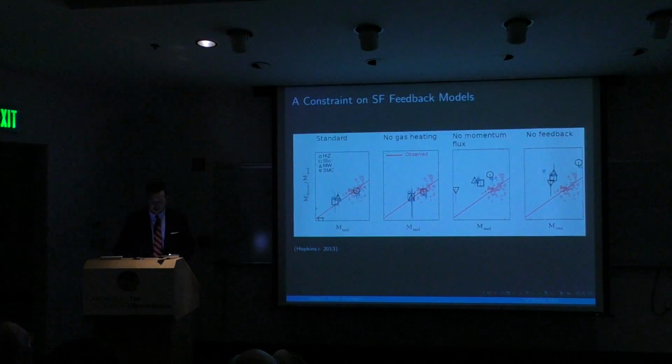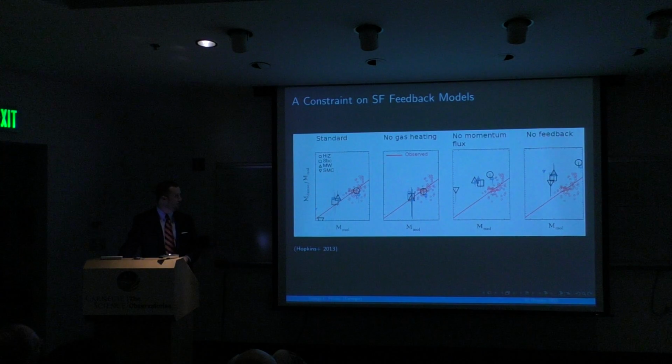Another reason you might care about the dense gas tracers is that the fraction of dense to total molecular gas changes depending on the feedback prescription you put into models. So if you can properly calibrate the emission from HCN, you can then convert that into a dense gas mass and basically provide some constraints on feedback models from star formation.